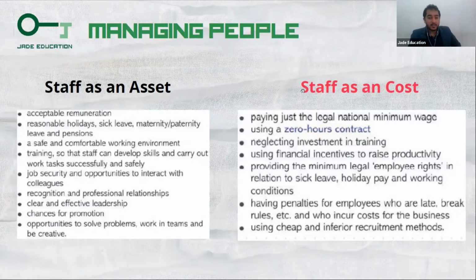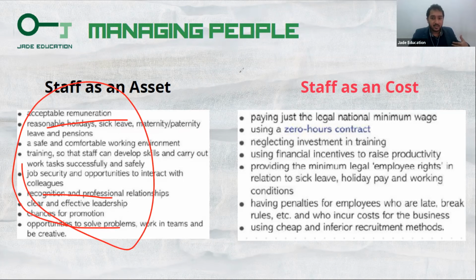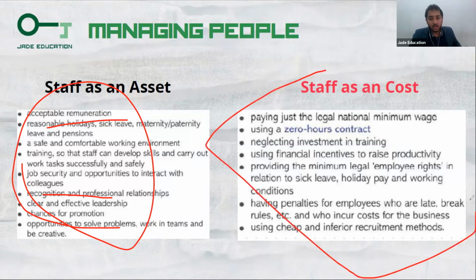We're going on to managing people. Now, managing people is fairly large and has loads of 20 markers that have come from this before. Two things you need to know. You can treat your staff as an asset or as a cost. As an asset, you're going to invest in them, give them training, give them recognition, give good leadership, give them holidays, treat them like kings. But then you've got the guys who don't treat them like assets, they treat them like a cost.